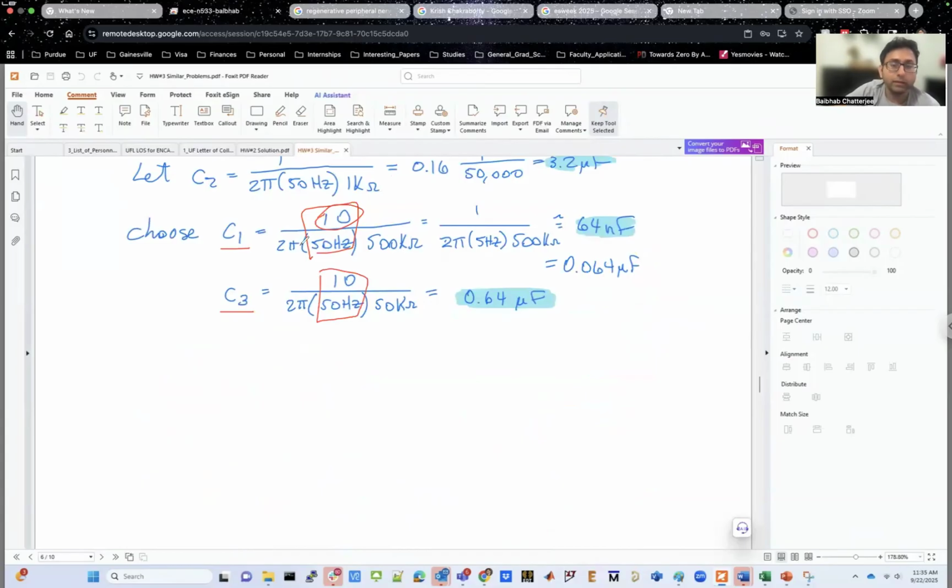So choose those at least 10 times away from the dominant pole, and that would give you the value of your C1 and C3. Now you could have chosen any other capacitor to have the dominant one. So you can choose any one of them to create the dominant pole, and the other two should be the non-dominant poles, which should be 10 times away from the dominant pole. So let's stop here. We'll start from this point on Wednesday's lecture. But this is very important to understand how those poles affect your overall frequency response.